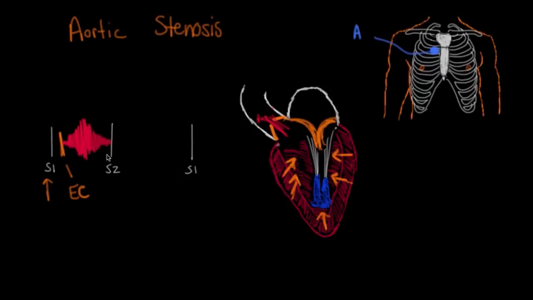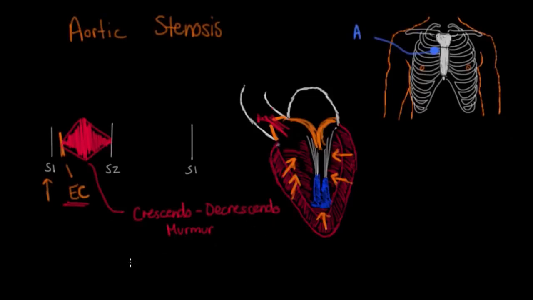And so we call this a crescendo, decrescendo murmur. And you'll also hear people refer to this as a diamond-shaped murmur, and you can kind of see that around here if you were to outline this. And so aortic stenosis is called a systolic ejection murmur, and that makes sense because you're ejecting blood out of the aorta, and it can often have an ejection click, and it's usually heard most loudly at the aortic area.